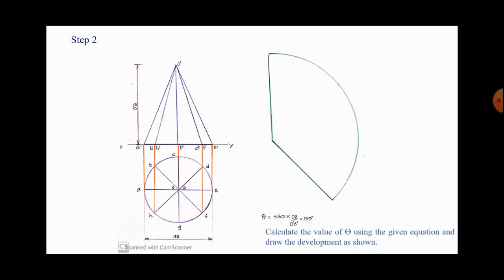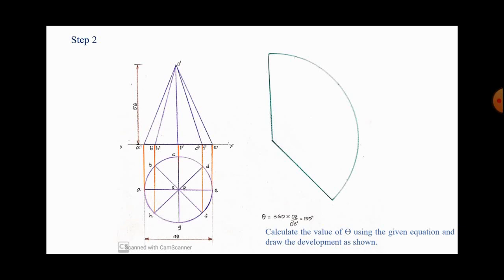So you know that in order to develop a cone, you have to calculate the angle theta between the extreme two generators when we develop. So how to calculate the theta? There is an equation. Theta is equal to 360 into OE divided by O dash E dash. OE means nothing but the radius of the base circle, and O dash E dash is the slant height. So when we calculate, you will get an angle of 159. There is a slight mistake here. It is 137. When we calculate the angle, you will get it as 137 point something. Please correct it. Please note it, everyone.